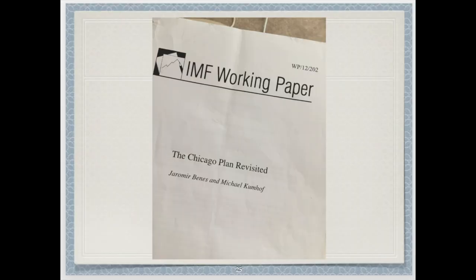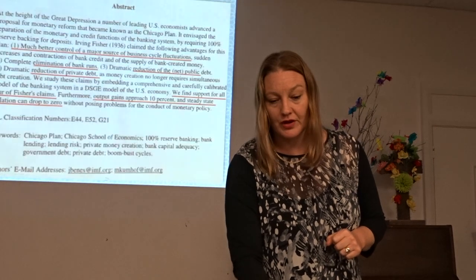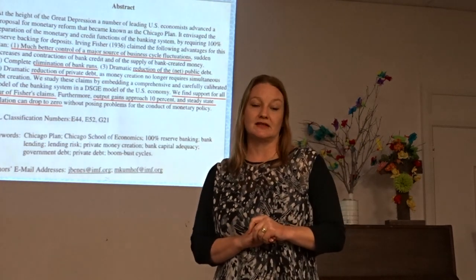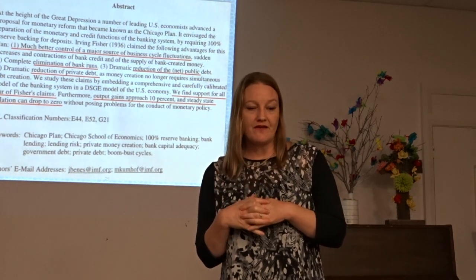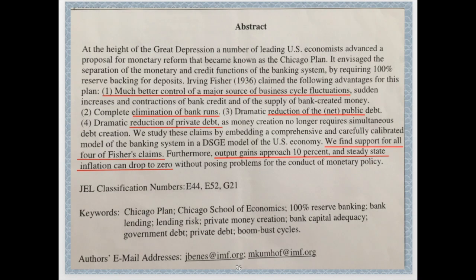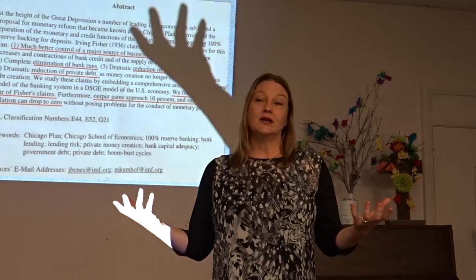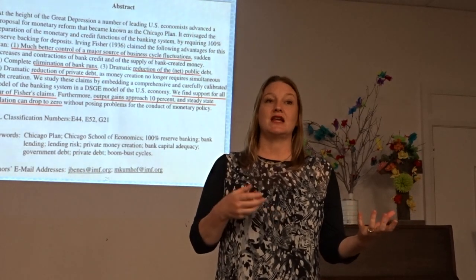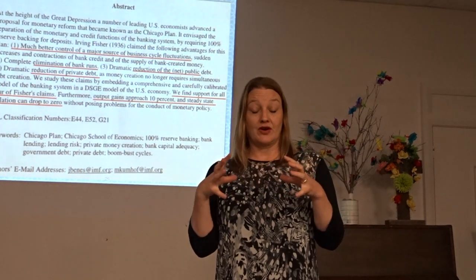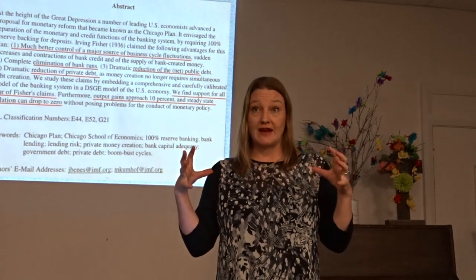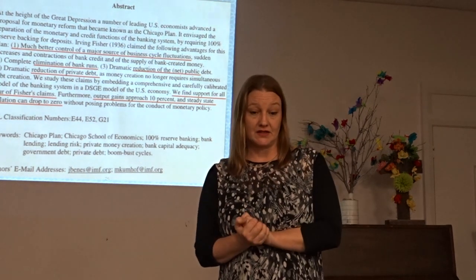So this is a photo of my copy of it at home. And I'll go over what the abstract says. So they modelled it. They modelled doing exactly this. And what did they find? They found much better control of the major source of business cycle fluctuations. So what they're saying is it's not pro-cyclical. We can have money when we need it without the debt, and vice versa. And we're not going to get banks inflating a balloon that's already inflated, and vice versa.